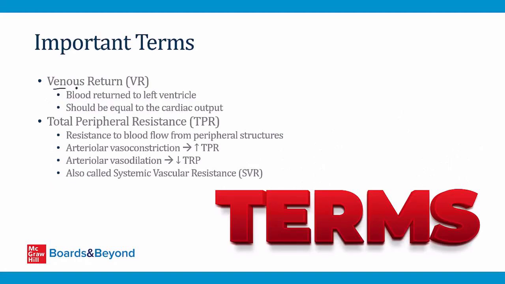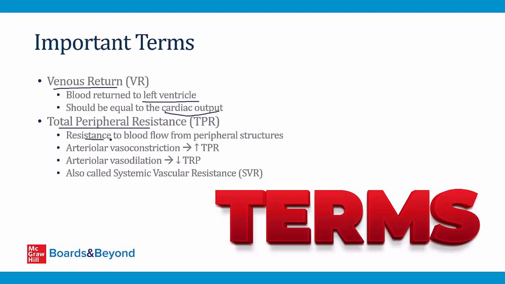Some other important terms are shown on this slide. First of all, let's talk about venous return. This is the blood that is returned to the left ventricle or to the right ventricle, depending upon which chamber you're talking about. But it's the blood that's returned to the heart with each cardiac cycle. And it should equal the cardiac output. In other words, the volume of blood pushed out of the left ventricle with each cycle should equal the amount of blood that comes back to the left ventricle with each cycle. Another important term is the total peripheral resistance, or TPR.